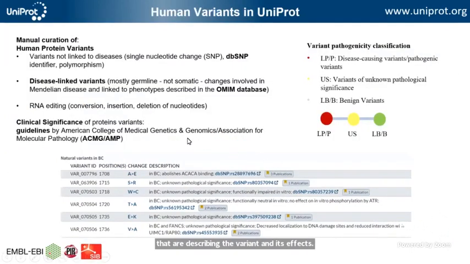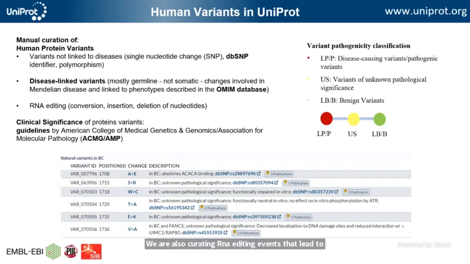So in UniProt, we are manually curating protein coding variants, including variants that are not linked to disease, which are mostly single nucleotide changes, and which can be linked with a polymorphism comment. We are curating disease-linked variants, which are mostly germline, not somatic changes involved in Mendelian disease and linked to phenotypes described in the OMIM database. We are also curating RNA editing events that lead to protein variation.